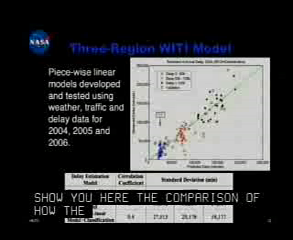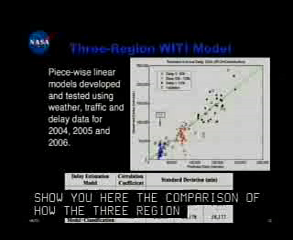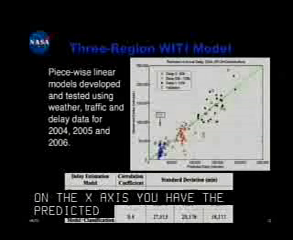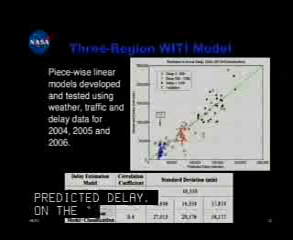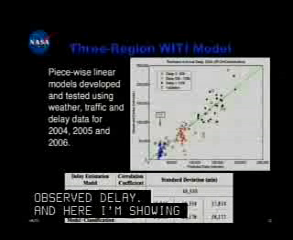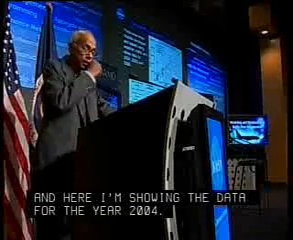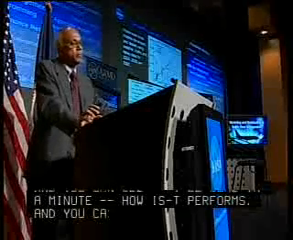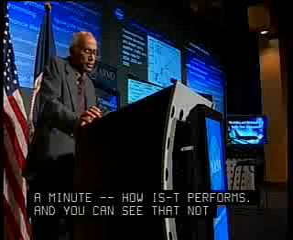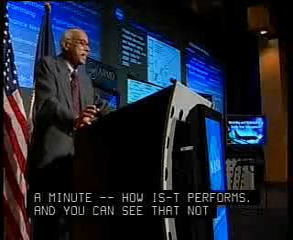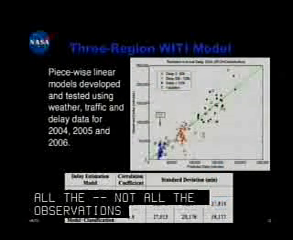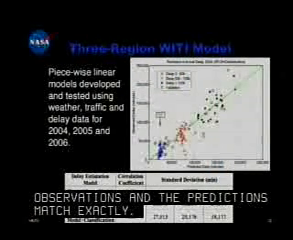On the x-axis, you have the predicted delay, and on the y-axis, you have the observed delay. And here I am showing the data for the year 2004, and you can see how it performs. You can see that not all the observations and the predictions match exactly. And that is to be expected in a complicated system.